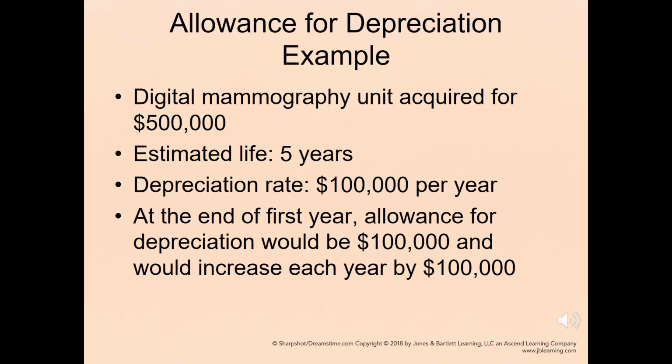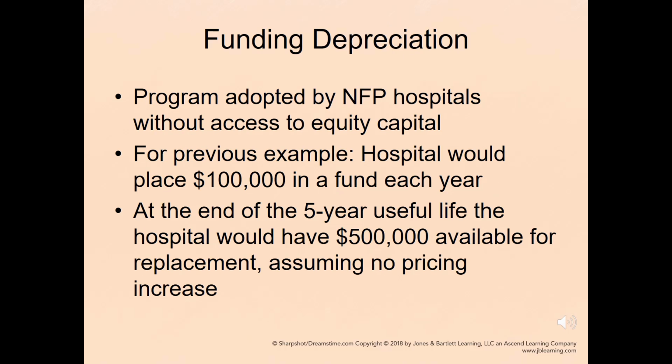An allowance for depreciation example is a digital mammography unit that's acquired for $500,000. Its estimated life is 5 years. The depreciation rate, therefore, is $100,000 per year. At the end of the first year, the allowance for depreciation would be $100,000, and it would increase each year by $100,000. Funding depreciation is a program that's adopted by not-for-profit hospitals without access to equity capital.